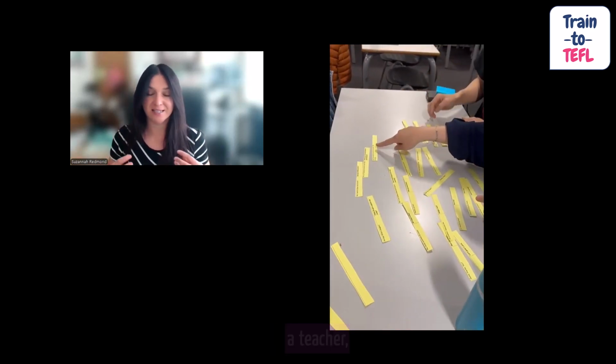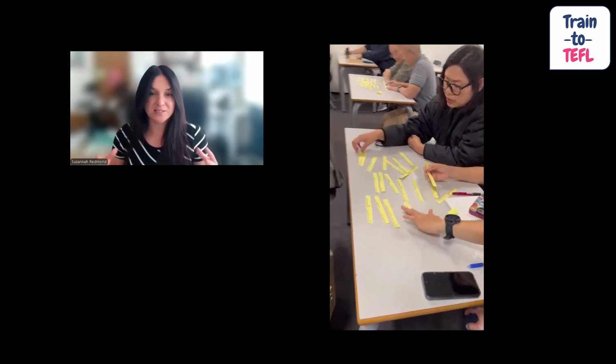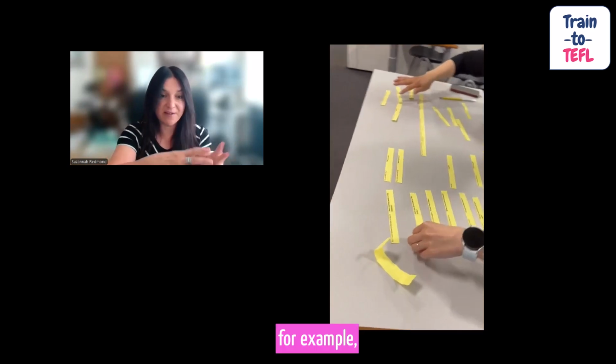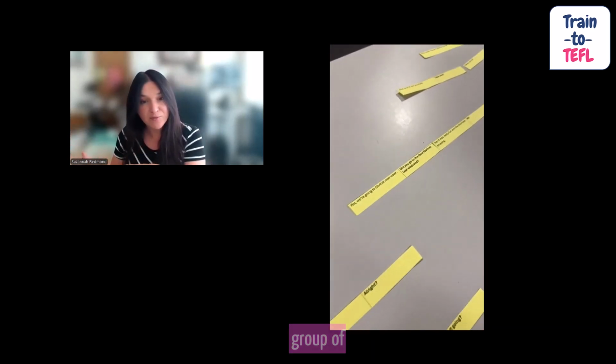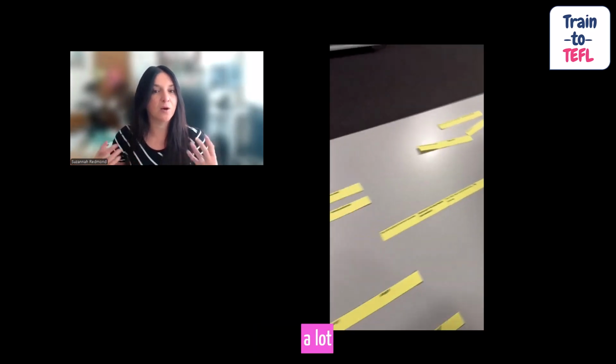And as a teacher, it's much easier to mark, to monitor, to give support, because you can actually physically see what they're doing. Also, it's great for peer correction and peer support, because if a group of learners, for example, have finished and you've checked their answers and they're correct, you can ask them to go and support another group of learners. So it's a really great way to make a vocabulary activity something a lot more engaging.